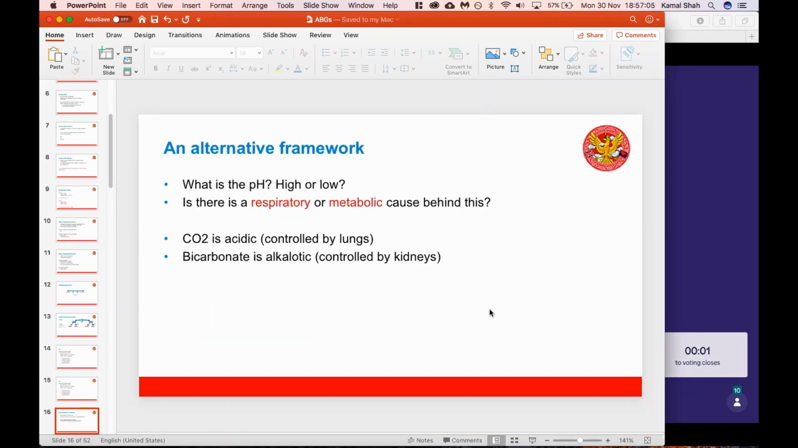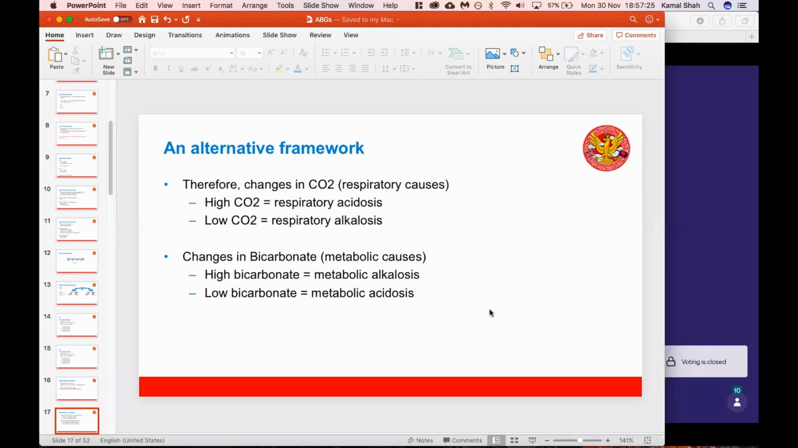So let me just recap this with a different way of thinking about it. Is the pH high or low? Is there a respiratory component or a metabolic component behind this? As I've said before already, CO2 is acidic and is controlled by the lungs, and bicarbonate is alkalotic and is controlled by the kidneys. So changes in carbon dioxide will be respiratory in origin, so these will be respiratory causes. And changes in bicarbonate will be metabolic in origin.